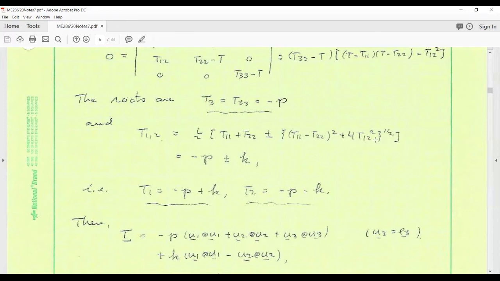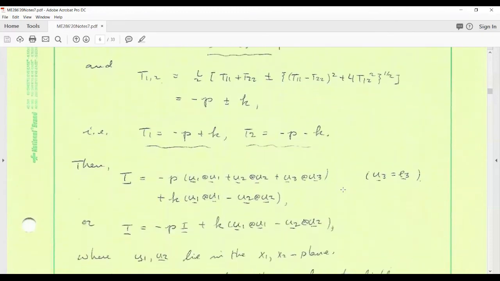Take the square root of that, you get 2k, and the 2 goes with the half, and you just get k, and then you have the two roots, plus and minus. Whereas 1/2 (T11 plus T22), that was a half T alpha alpha, is just minus P. So we get the two other principal stresses. Let's say T1 is the larger one and T2 is the smaller one, and T1 is minus P plus k, T2 is minus P minus k, and T3 is just minus P.